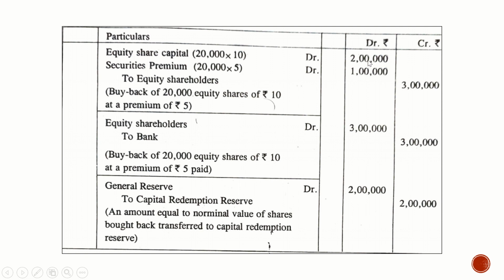So what is the nominal value? 2 lakh is the nominal value. Including premium, it comes to 3 lakh. But we have to consider the nominal value, and we have to transfer that nominal value to the capital redemption reserve, that is 2 lakh. So the first two entries are with regard to premium, and the next is with regard to buyback made from free reserves. I hope the question is clear.